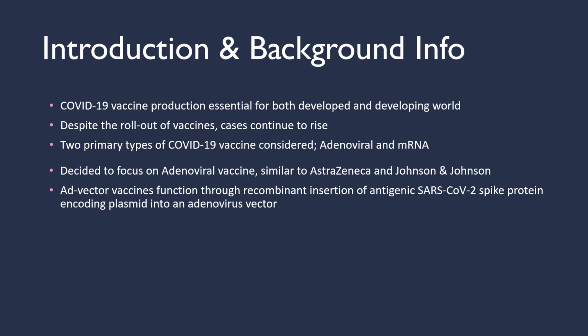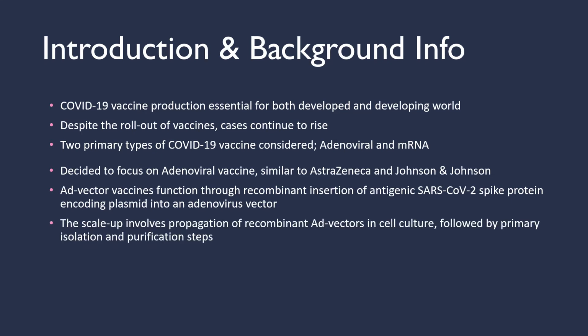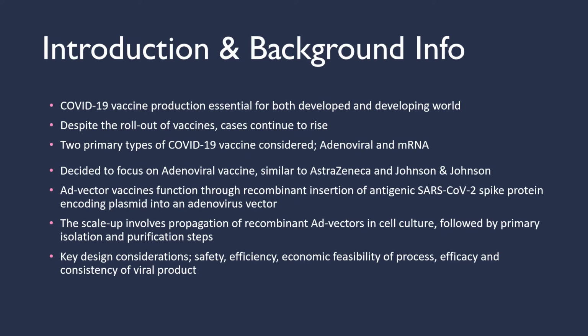COVID-19 advector vaccines function through the recombinant insertion of an antigenic SARS-CoV-2 spike protein encoding plasmid into an adenovirus vector. The scale-up of adenoviral vector production involves the propagation of recombinant advectors in cell culture, followed by a primary isolation process and purification steps to eliminate biological and chemical contaminants. The safety, efficiency, and consistency of the scale-up process, as well as the efficacy and safety of the product, and economic feasibility of the production are all key design considerations.